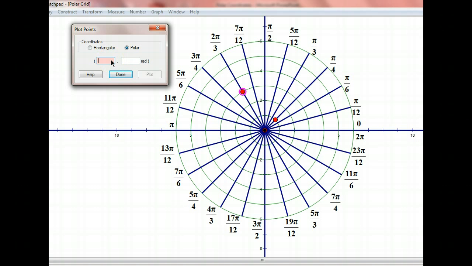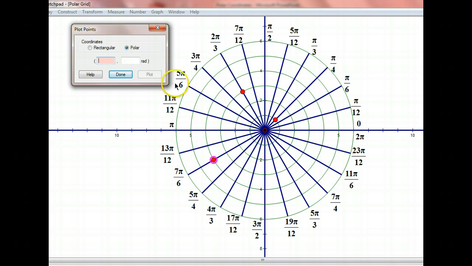Suppose that we wanted to be at 7 pi over 6 and 4. So we have 4 for our radius length, 7 pi over 6 for our radian measure. So we're going around to 7 pi over 6 first, and then we're counting 4 radius units away from the center.